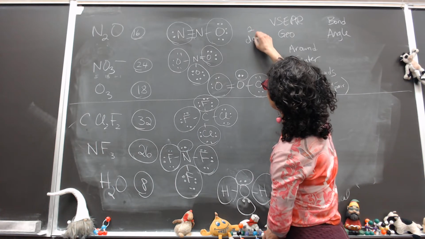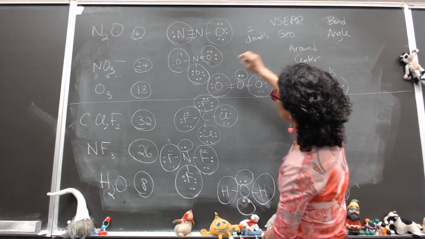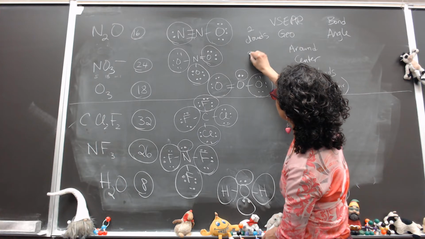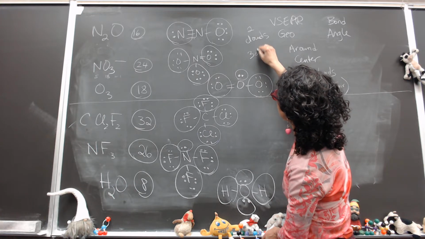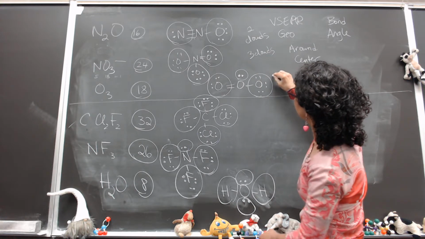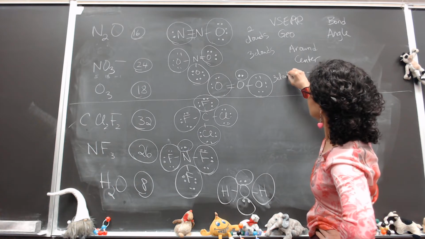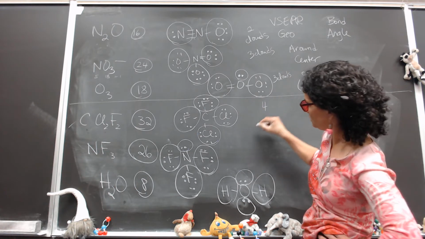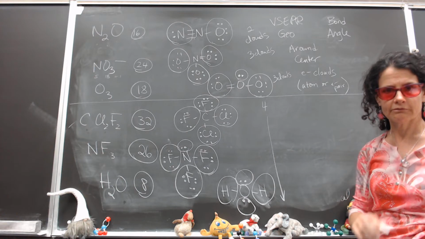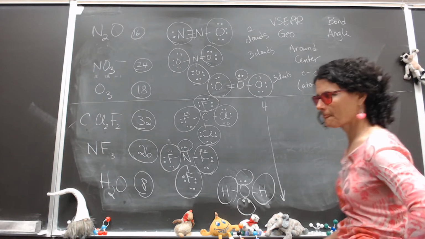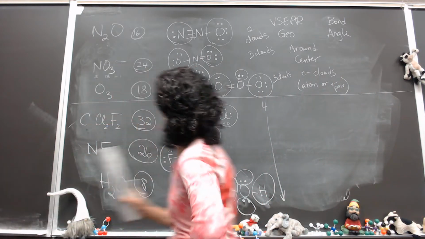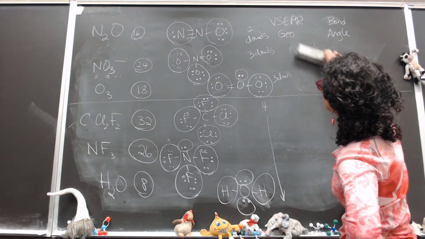All right, so this has 2 clouds. I'm just going to write these up here. This has 3 clouds. And this has 3 clouds. And all of these down here below my line, they all have 4 clouds. All right, so I'm going to erase some of this so we can fit it.